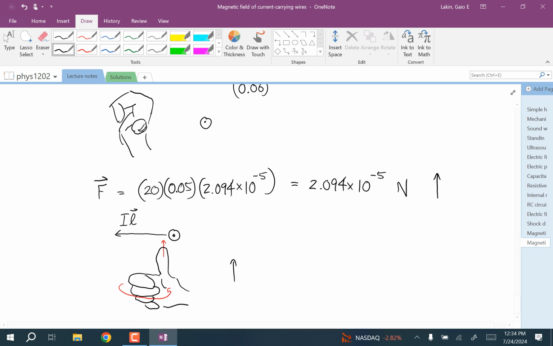Now, what if I had asked what's the force that the straight wire applies to the solenoid? That would be a hard calculation to do directly, but if you're hopefully convinced now that these forces are equal and opposite, since the force on the straight wire is 2.094 times 10 to the minus 5 up, then the force the straight wire applies to the solenoid is 2.094 times 10 to the minus 5 newtons down, equal and opposite.